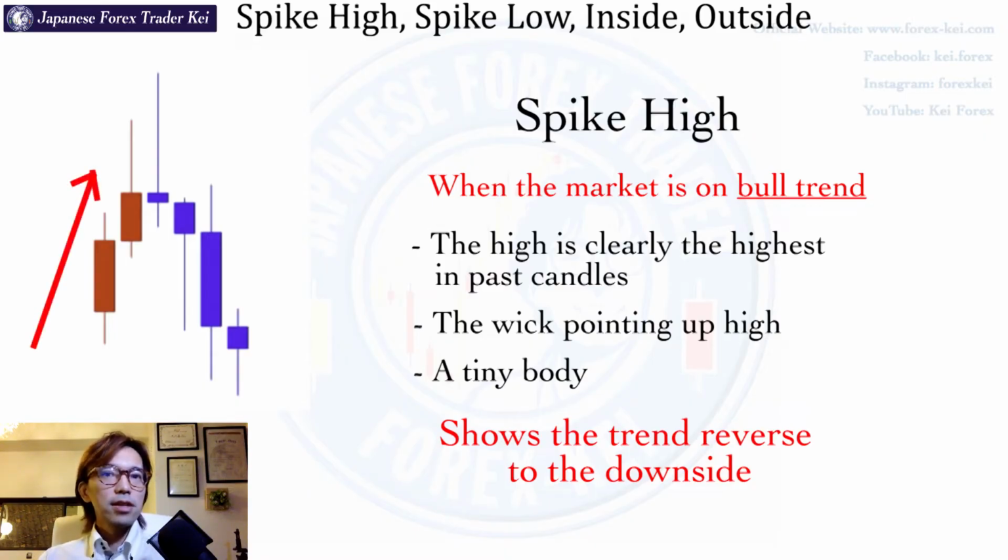But suddenly there's a candlestick with a long wick pointing upwards that appeared on the market, and after it marked the highest, the price came back all the way down to where it started and created a wick pointing upwards as a result. So as you can see, the tip of the wick on this candlestick is the highest from all the previous candles. So if you find this candle while the market is on a bull trend, this is going to be an indication of the trend reversing to the downside.